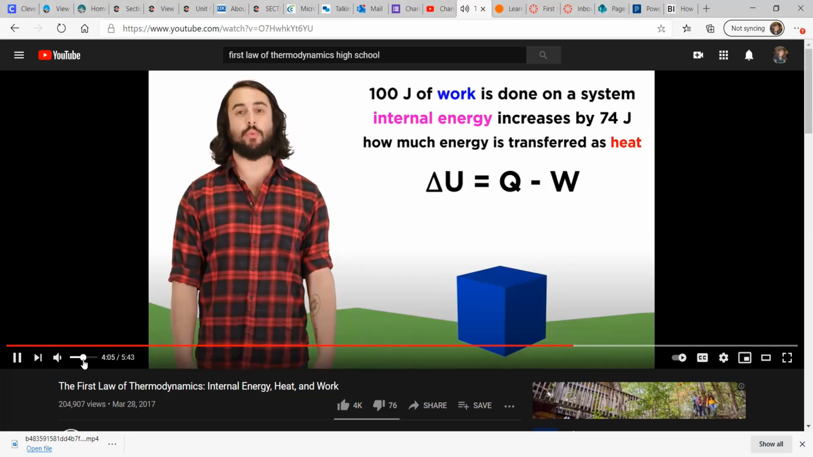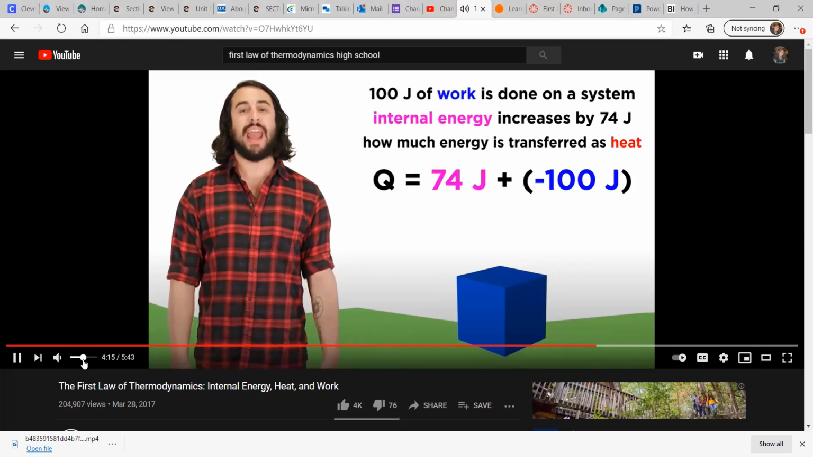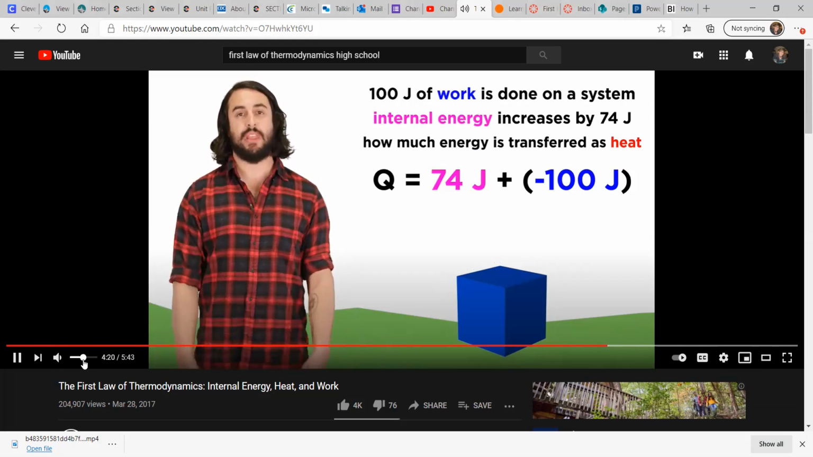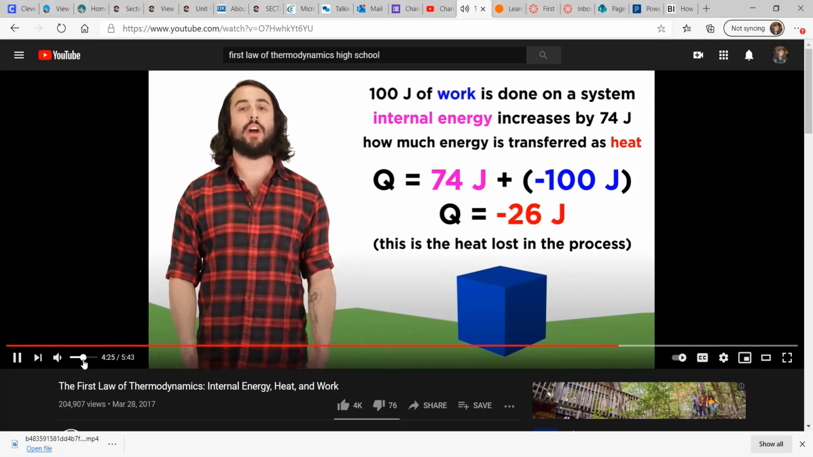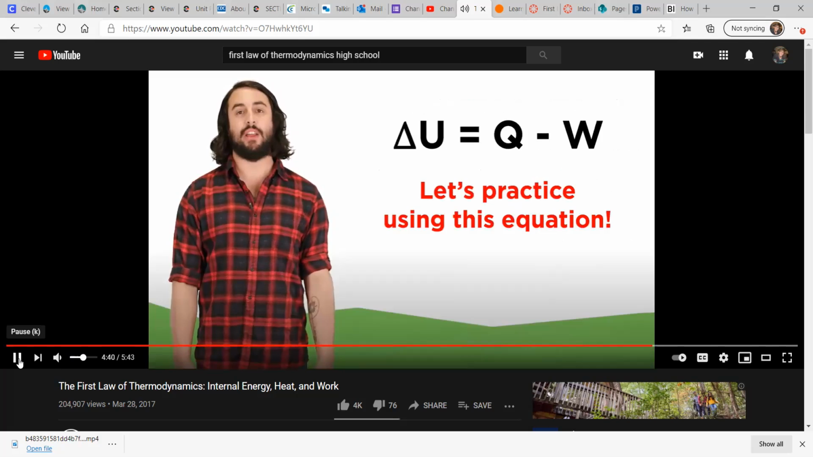Let's take our equation and rearrange to solve for Q, which will be delta U plus W. Then we can plug in positive 74 joules for delta U, since internal energy increases, and negative 100 joules for work, since work is being done on the system. And we should get negative 26 joules for heat. This means that as 100 joules of work is applied to the system, only 74 go towards increasing the internal energy of the system, while 26 joules are lost as heat dissipates out of the system. These kinds of calculations will happen a lot in thermodynamics.